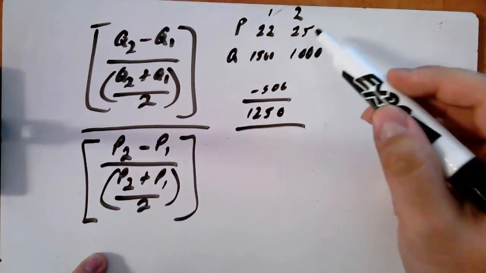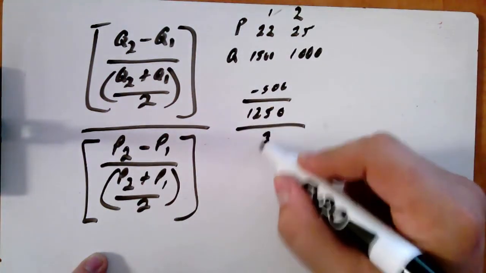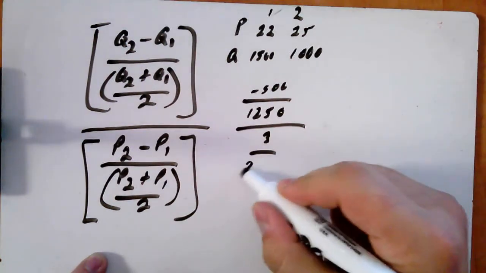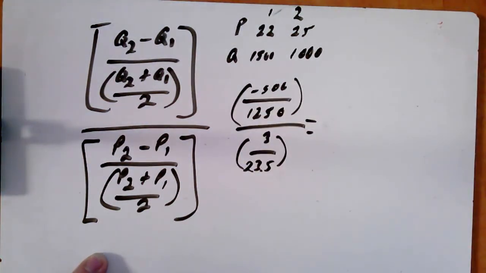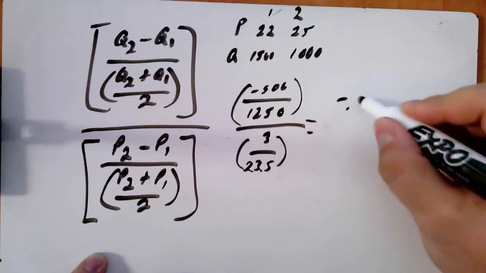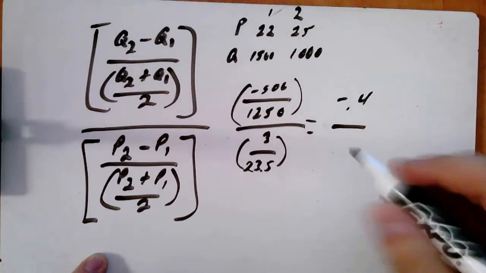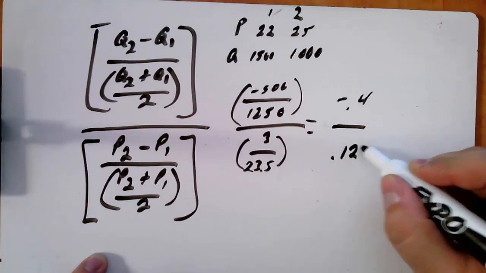P2 minus P1. Well, that's going to be the difference here, 25 minus 22, which is equal to 3. All right, and that's going to be divided by P2 plus P1, which is 25 plus 22, which is 47, divided by 2, which is equal to 23.5. So then, taking this, the next step, we have to divide 500 divided by 1,250, which is equal to negative 0.4. And then we have to divide 3 by 23.5, which is 0.1277.